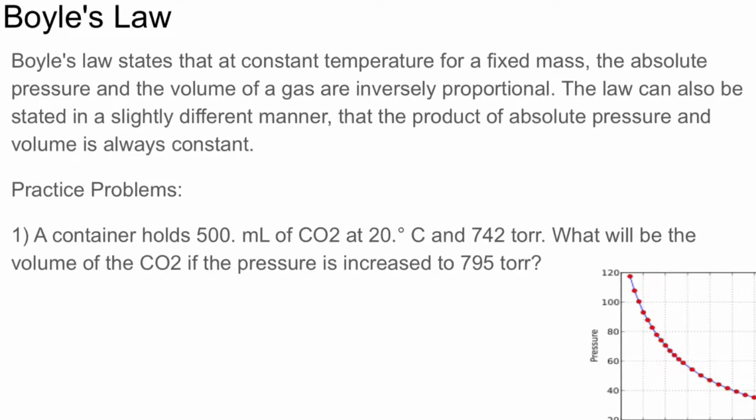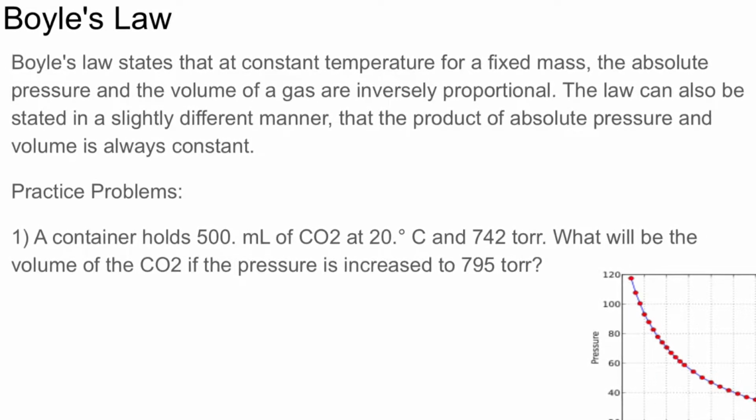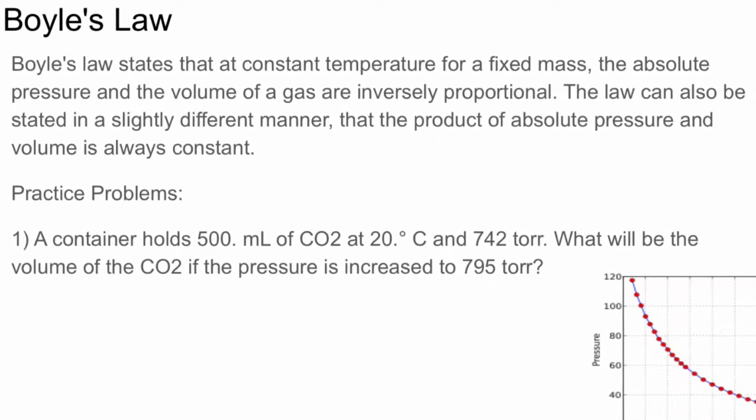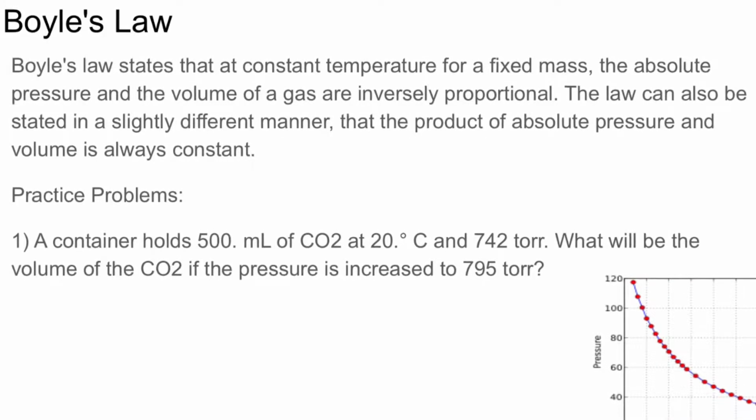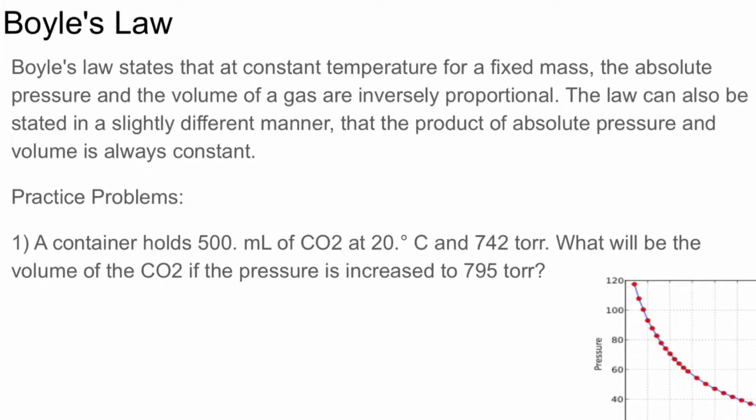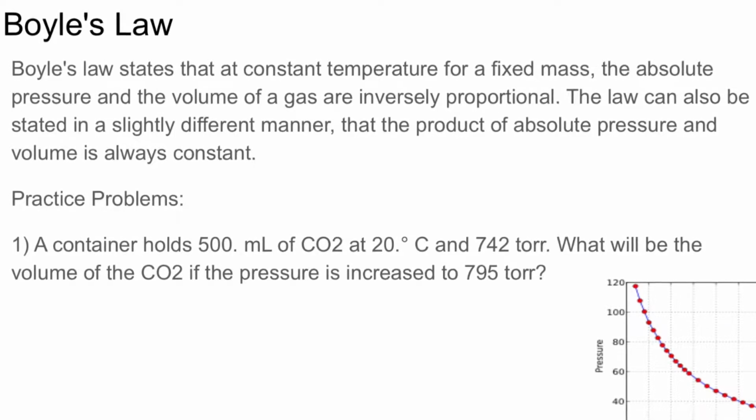A container holds 500 milliliters of CO2 at 20 degrees Celsius and 742 torr. What will be the volume of the CO2 if the pressure is increased to 795 torr?